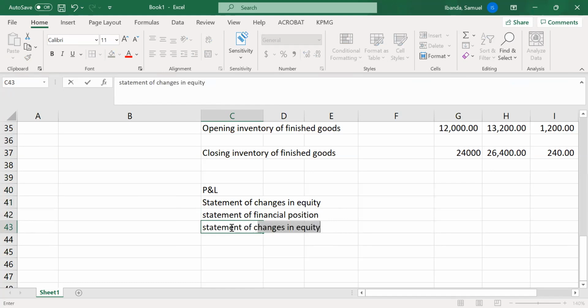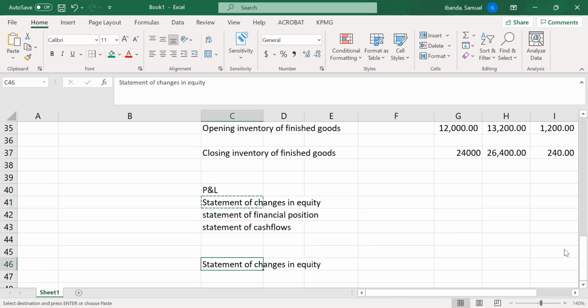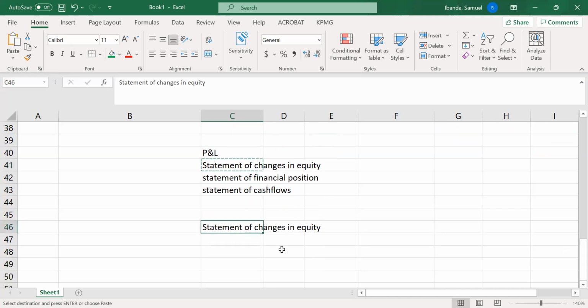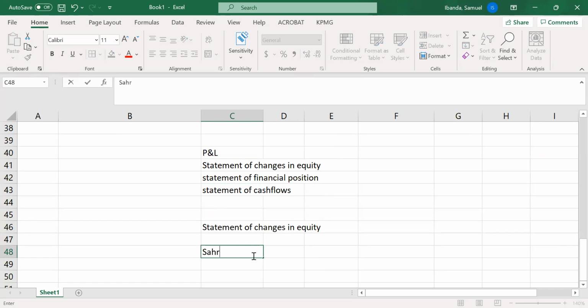I'll be able to comment on the statement of cash flows. This is one of those topics that you will not find directly on the syllabus, but once in a while the examiner wants to test it, so it's an area where you should take keen interest. So I'll specifically comment on the statement of changes in equity. It basically looks at equity items, and when I say equity items, I'm speaking of share capital.